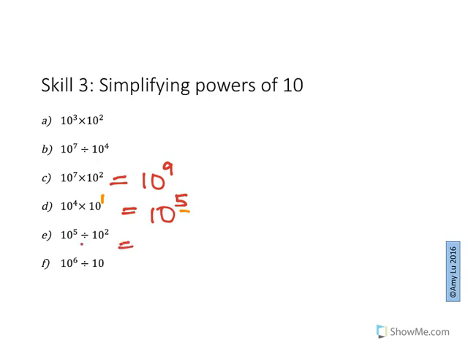Now, division. 10 to the power of 5 divided by 10 to the power of 2 is just 10 to the power of 3, because 5 minus 2 is 3. And remember that little trick from the previous problem? There's a 1 next to that 10. 10 to the power of 6 divided by 10 to the power of 1 is just 10 to the power of 5. And that's all.